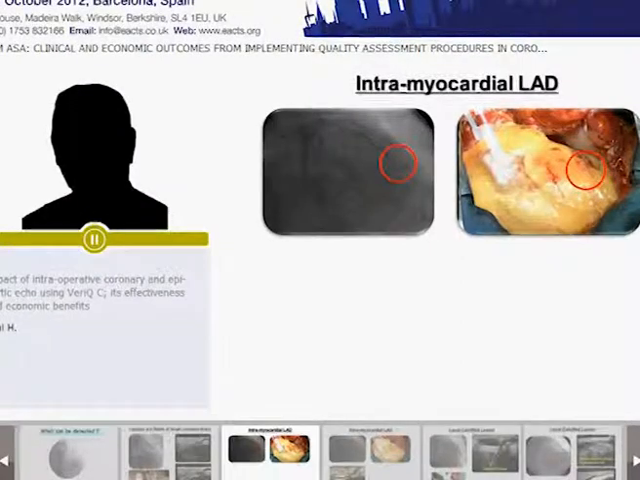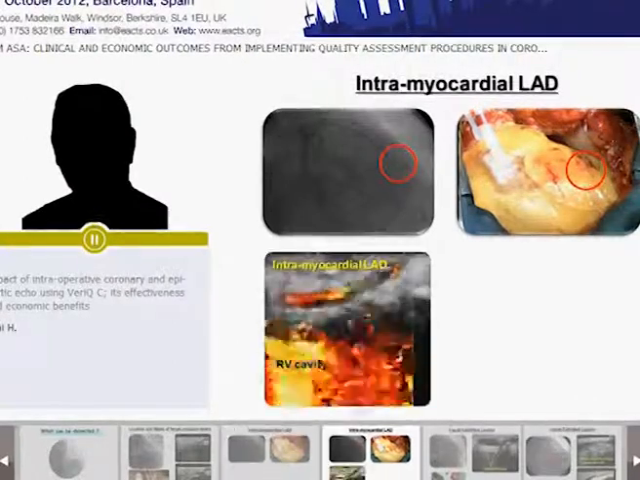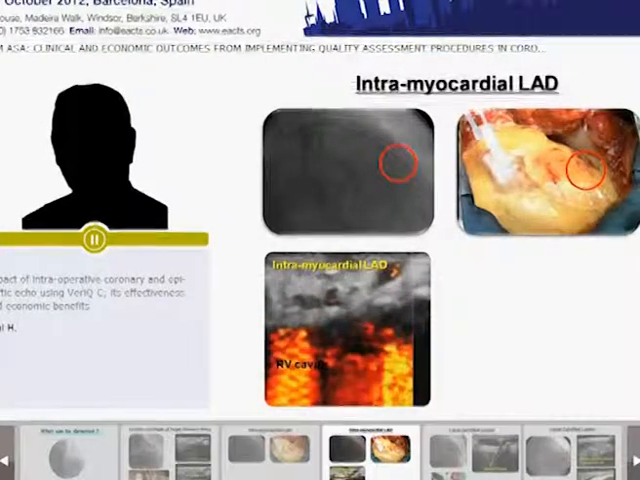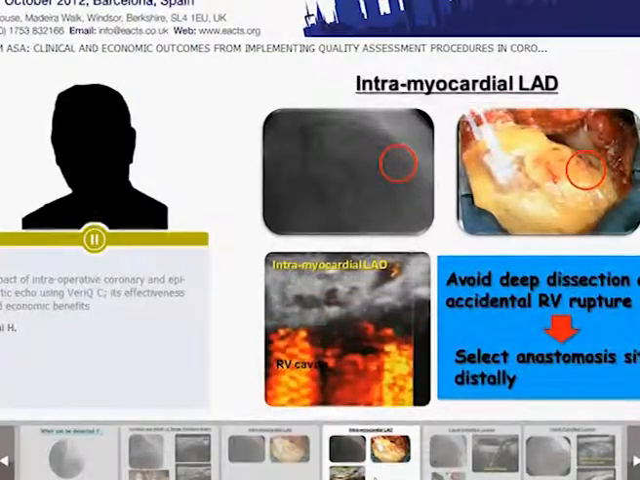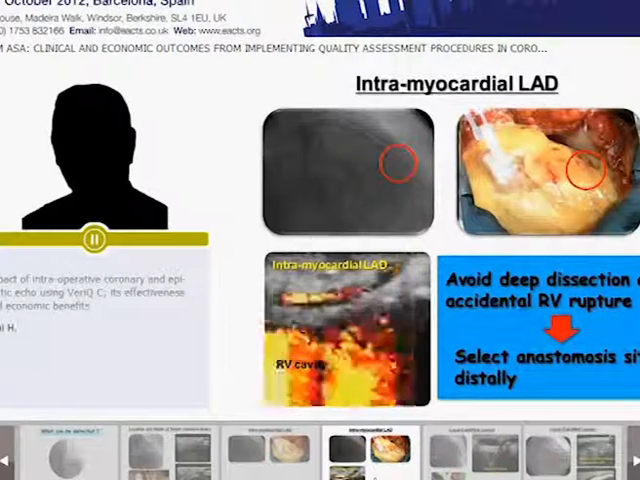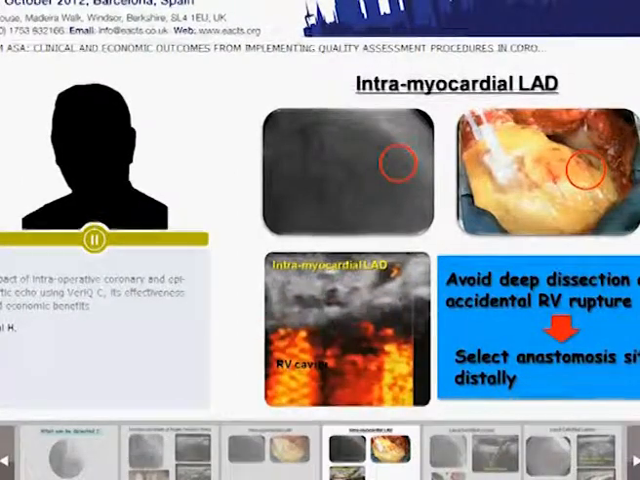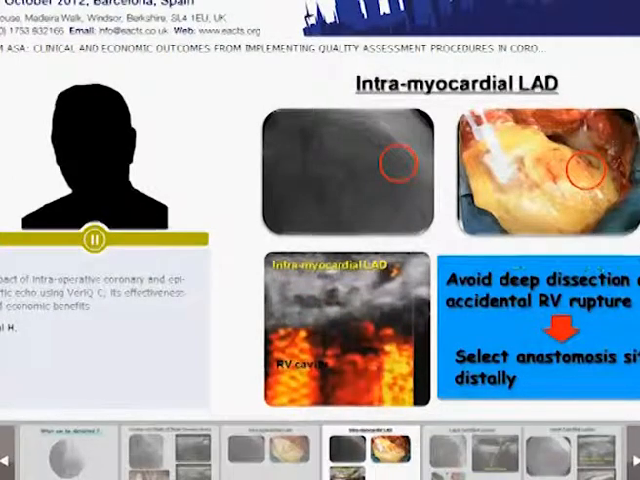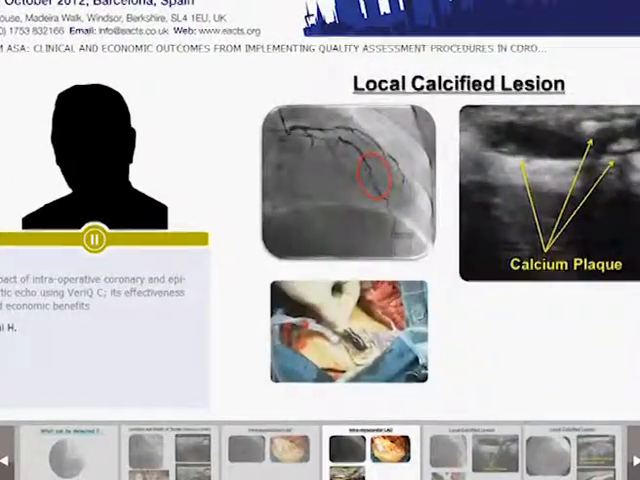For an intramyocardial LAD, the coronary angiogram looks like it's intramyocardial. It's actually an intramyocardial LAD, almost near the right ventricular cavity. In this kind of case, you can avoid deep dissection and accidental right ventricular rupture. So in this case, I selected the anastomosis site distally.